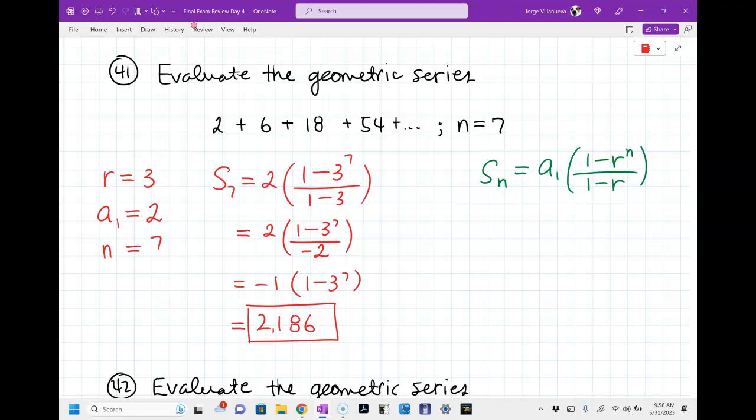Now, if you ever forget the formula, just so you know, if it's only 7 terms and we're multiplying by 3, you can do 54 times 3, that'd be 162. And then do 162 times 3, that'd be 486. How many terms is that? 1, 2, 3, 4, 5, 6. And then do 486 times 3, that'd be 1458. And just add 2, 6, 18, 54, 162, 486, 1458. And you should get 2,186.